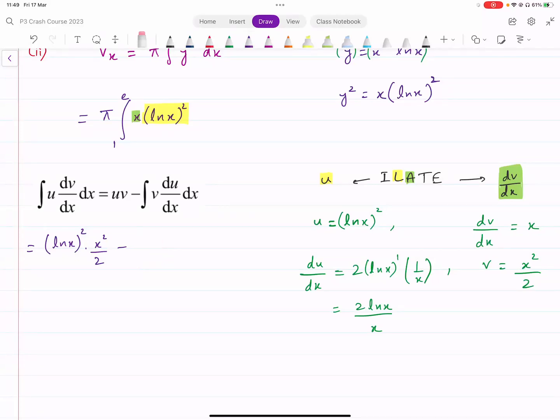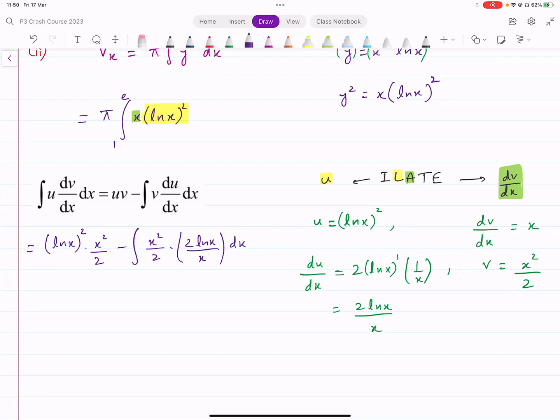So we were here: u into v, that's ln x whole squared into x squared over 2. That's u into v. We subtract from this the integral of v, which is x squared over 2, into du over dx, which is 2 ln x over x, and then outside, we have dx.